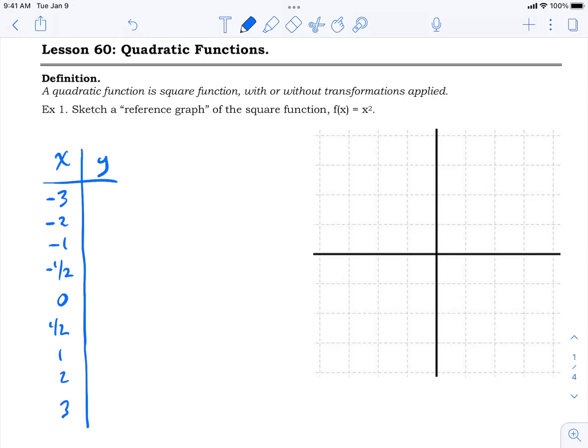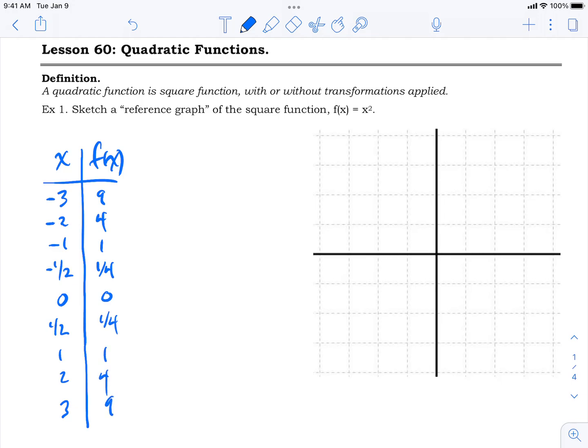So, all you got to do is square it, right? Okay, so what we're going to do is we're going to take the x and square it. That's all you got to do. -3 squared, 9. -2 squared, 4. -1 squared, 1. -1/2 squared, that's a fourth. 0. 1/4. 1, 4, 9.